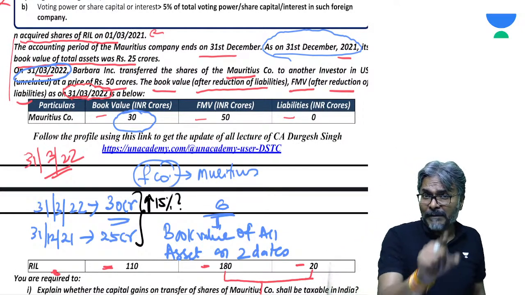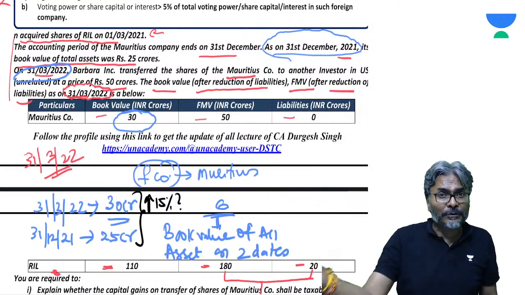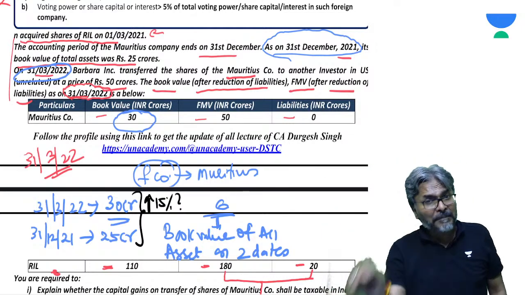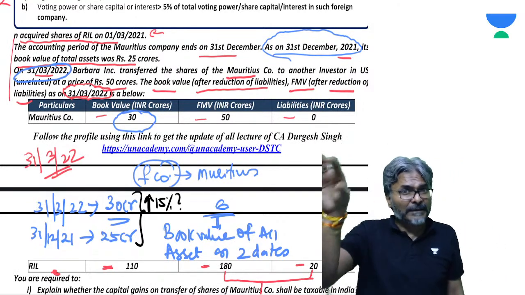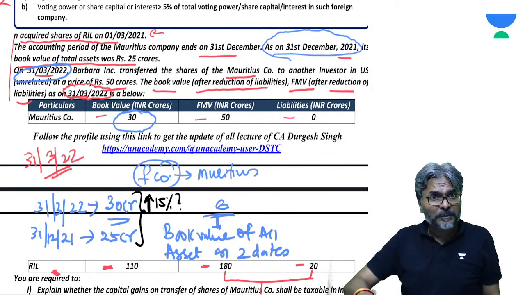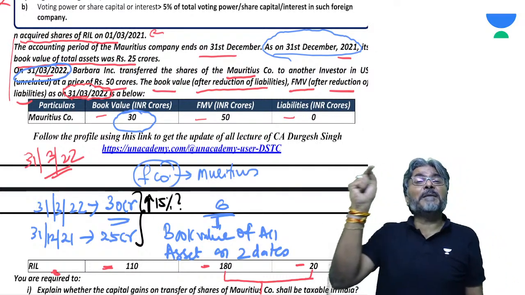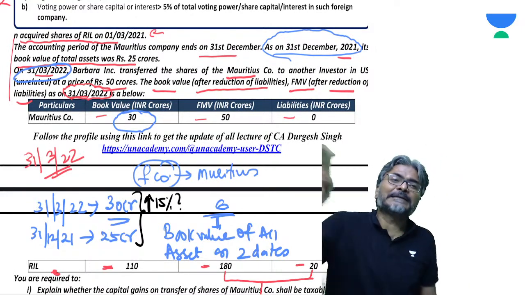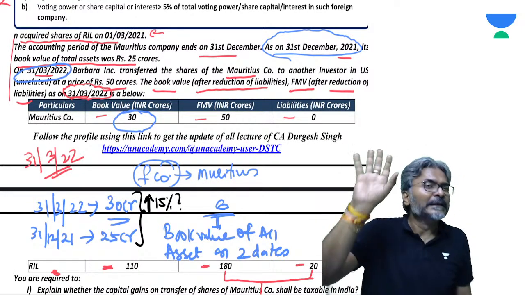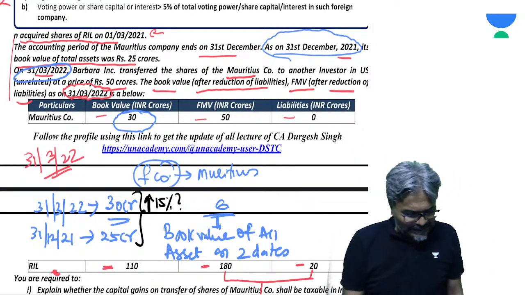Therefore, on the date of transfer, that is 31st March 2022, the fair market value of the investment in the Indian asset should be more than 10 crores. And on the same date, the fair market value of the Indian investment should be at least 50% of the total fair market value of all the assets of the Mauritius company, the foreign company. So we have to see whether these two conditions are satisfied or not.